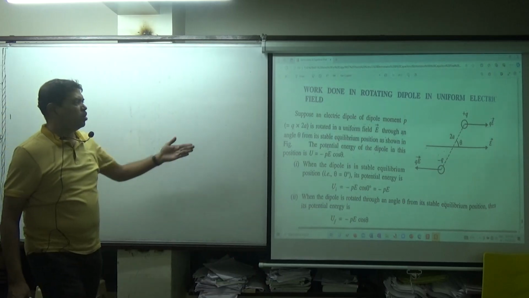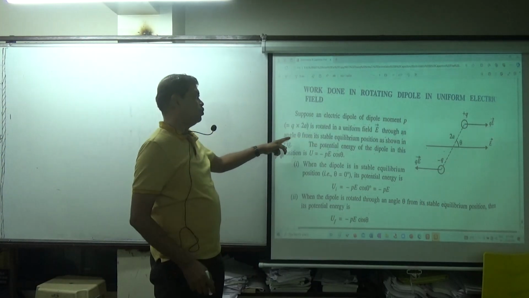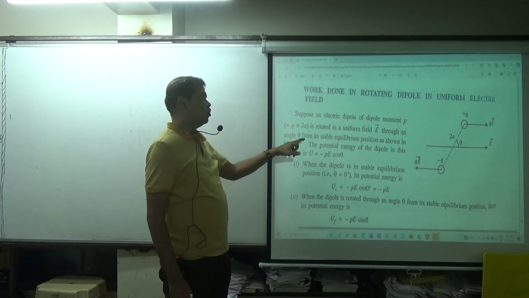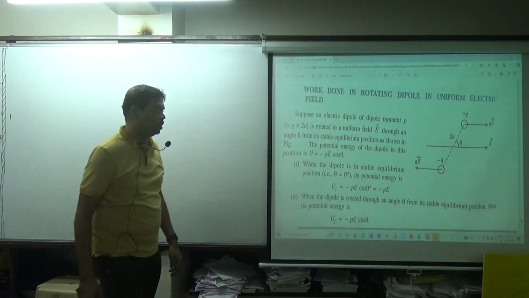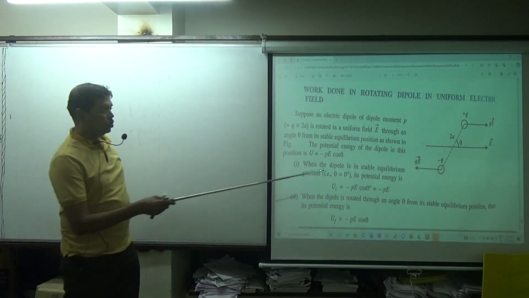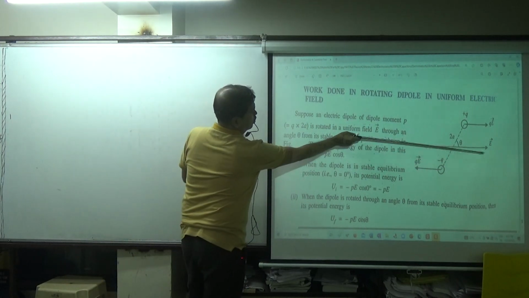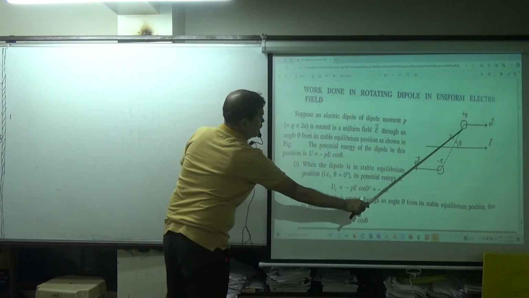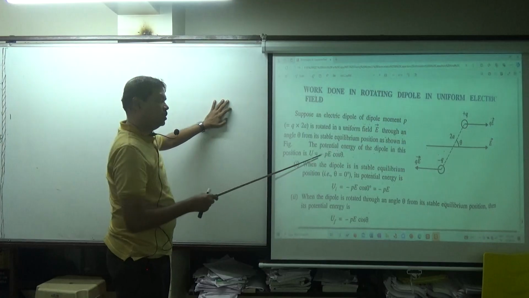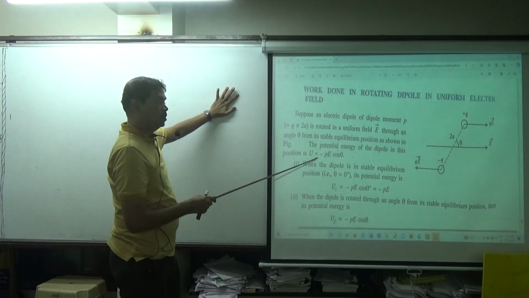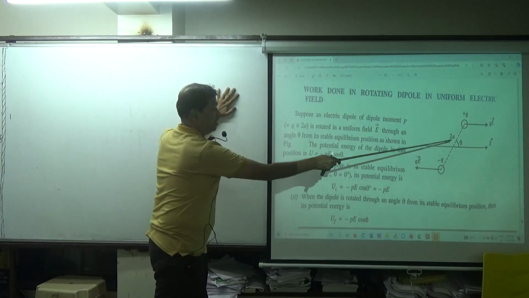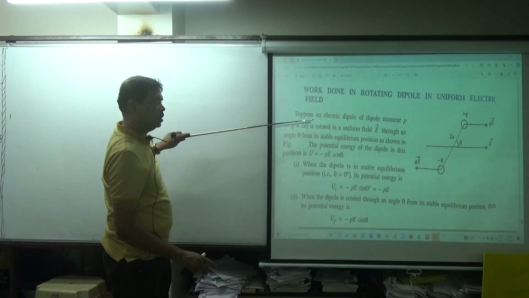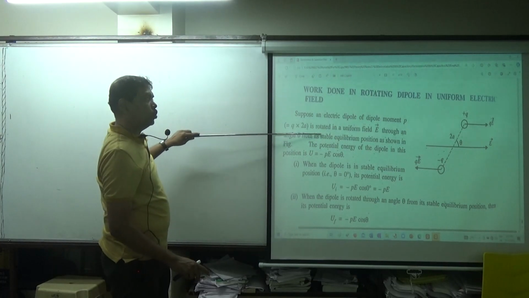Okay, now let us see what we are saying. Suppose an electric dipole is rotated in uniform electric field through an angle theta from stable equilibrium position as shown. Okay, it was in stable equilibrium, and it is rotated like this. Rotated by theta. So the potential energy of the dipole, this is very important, is minus P cos theta. So even if you rotate, this is very important. What they are saying, electric dipole is rotated through an angle theta.